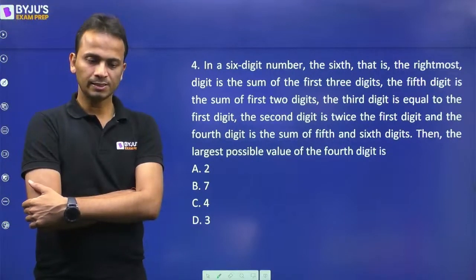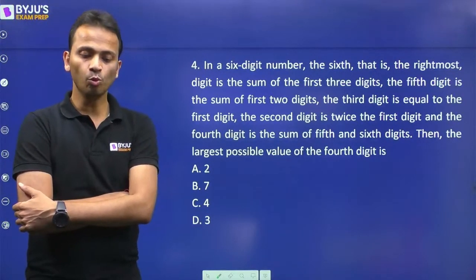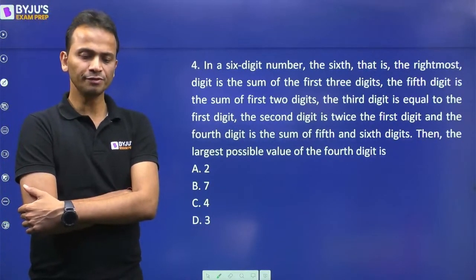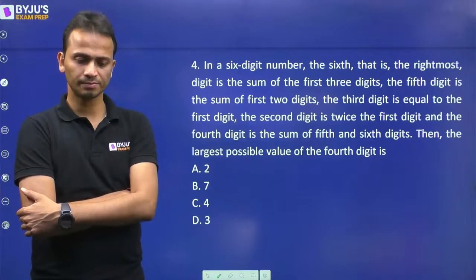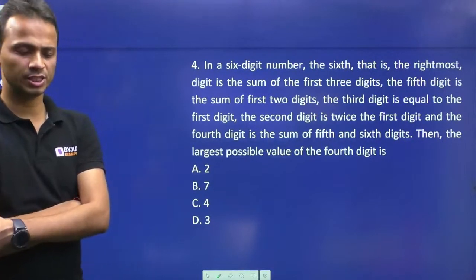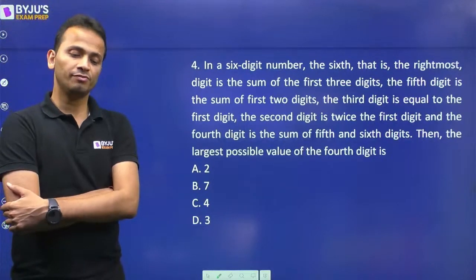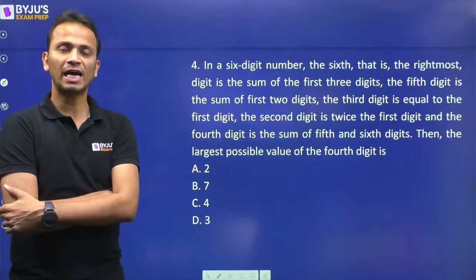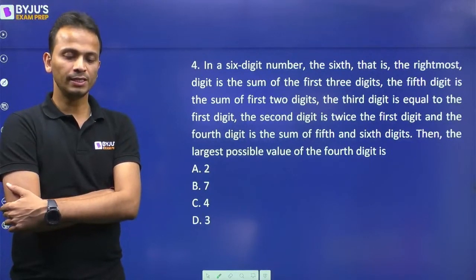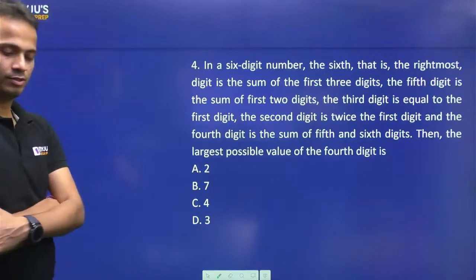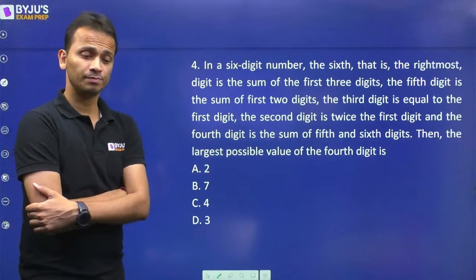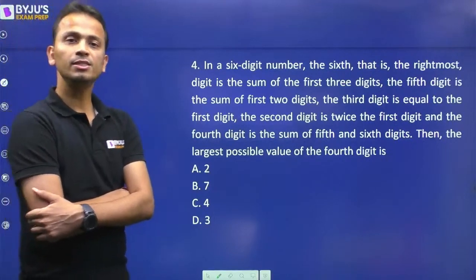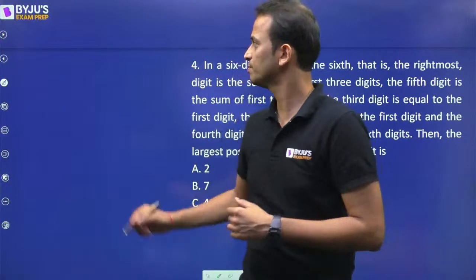The question says that in a 6-digit number, the 6th digit, that is the rightmost digit, is the sum of the first 3 digits. The 5th digit is the sum of the first 2 digits. The 3rd digit is equal to the first digit. The 2nd digit is twice the first digit, and the 4th digit is the sum of the 5th and 6th digits. Then they want the largest possible value of the 4th digit. Easy question, quickly find out the answer.